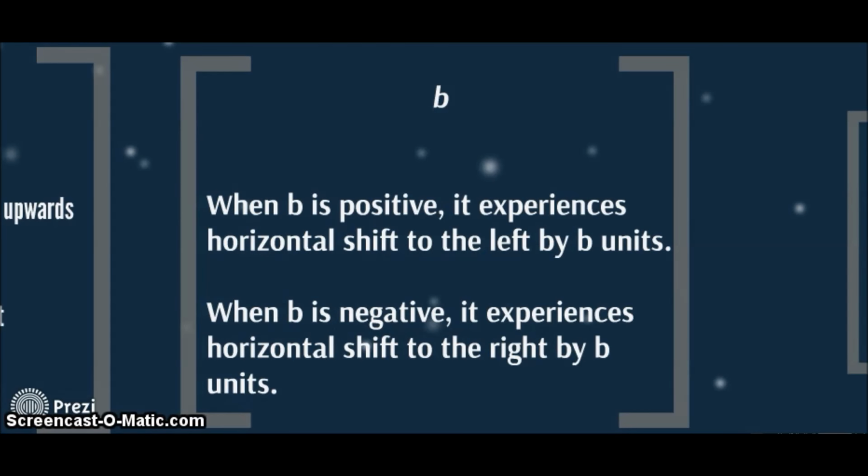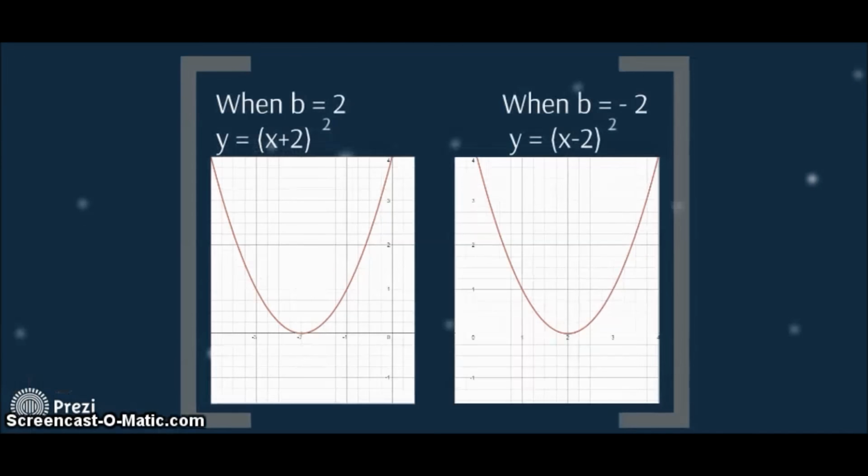B: when b is positive, it experiences horizontal shift to the left by b units, and when b is negative, it experiences horizontal shift to the right by b units. This is the example of b equals 2 and b equals negative 2. You can clearly see that the x-intercepts are negative 2 and 2.